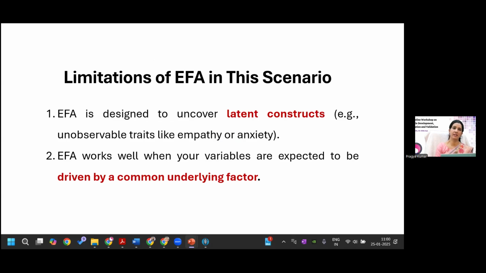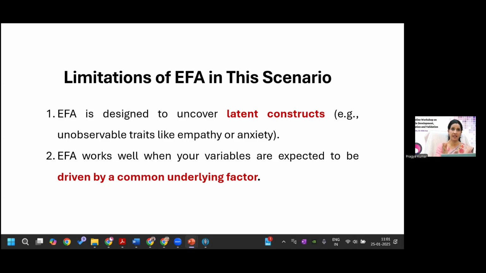Basically, EFA is designed to uncover a latent construct, and that should be there from the beginning, and unobservable, like empathy or anxiety. EFA works well when we have understood the concept of shared variance. So remember communality and uniqueness. In the case of EFA, there will always be communality, which is a shared variance, meaning a common factor or a common latent construct affecting all the items. And the direction will be from the construct to the item.